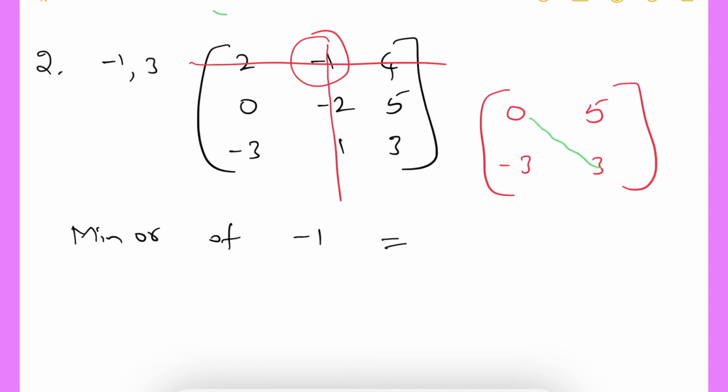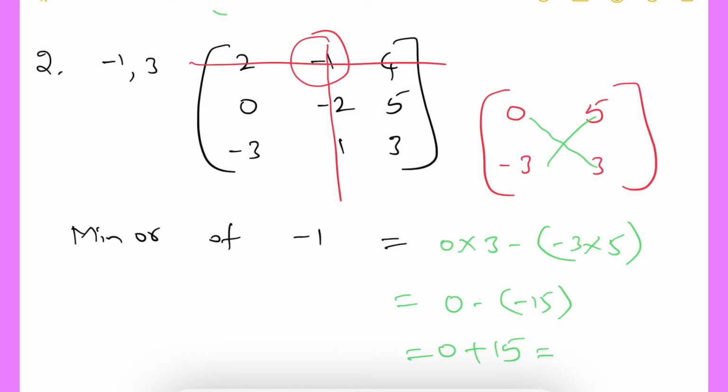So that is 0 into 3 minus minus 3 into 5. Sorry, 0 into 3 is 0. Then 0 minus, minus 3 into 5, minus into minus plus 15. 0 plus 15 is 15. So the minor of minus 1 is 15.